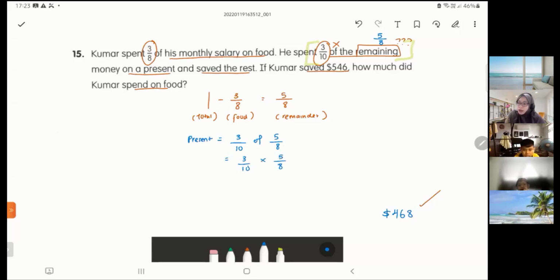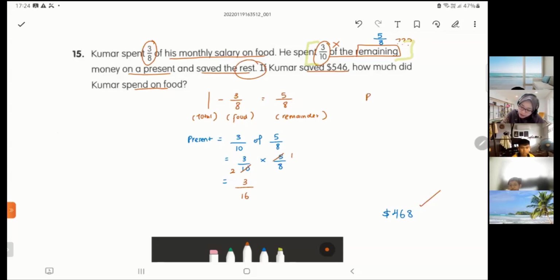Okay, so when you get this, you will be getting your present. Okay, I can cancel. This is 2, this is 1. So it is 3/16. This is my present. So do I want that? Do I want this? I don't want this yet. And then he saved the rest. Can I find out what's the rest? I can, right? So what is the rest? The rest will be the balance.